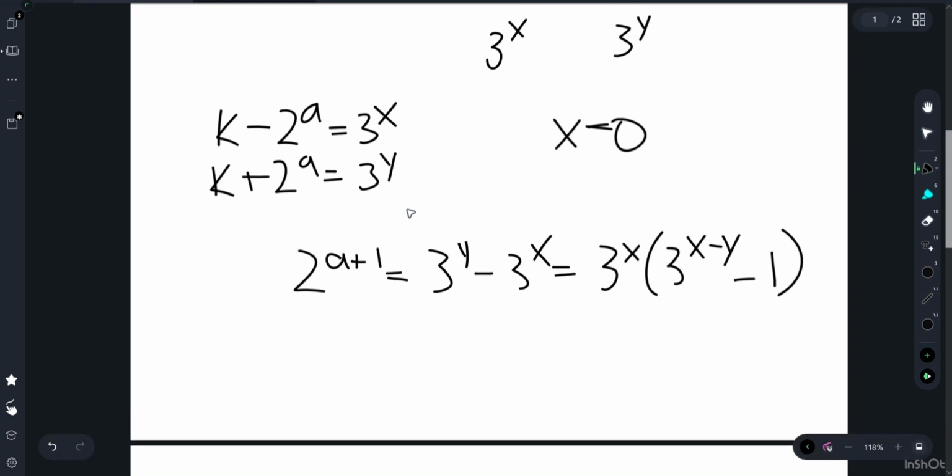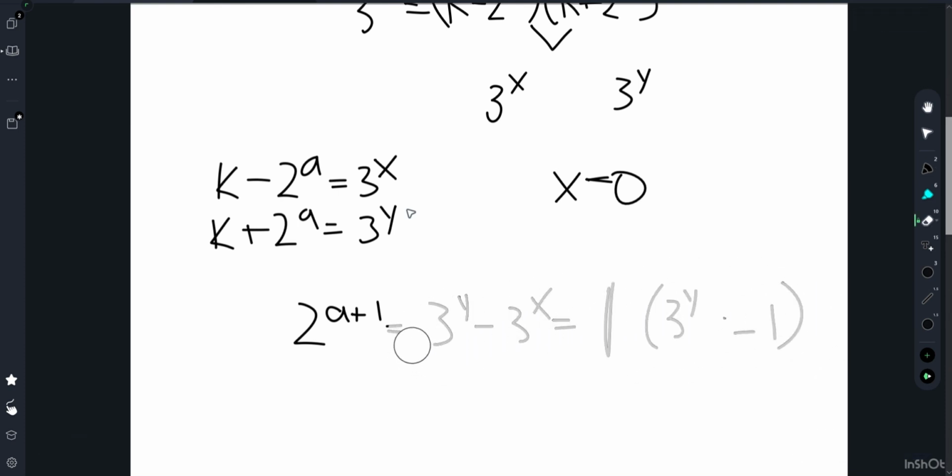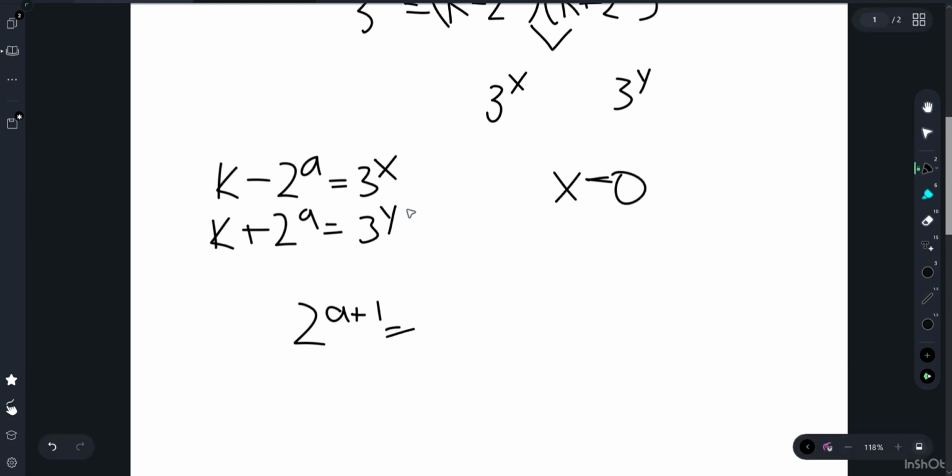So now x equals 0, we can change all of this. Also, it's not x minus y, it's y minus x. So now we know that 2^(a+1) is equal to 3^y minus 1, and we know that 3^x is equal to 1, obviously.